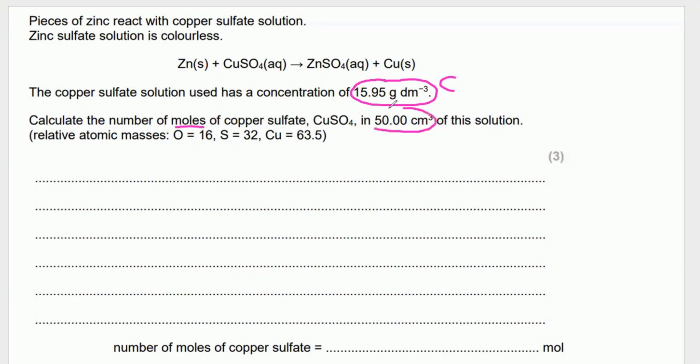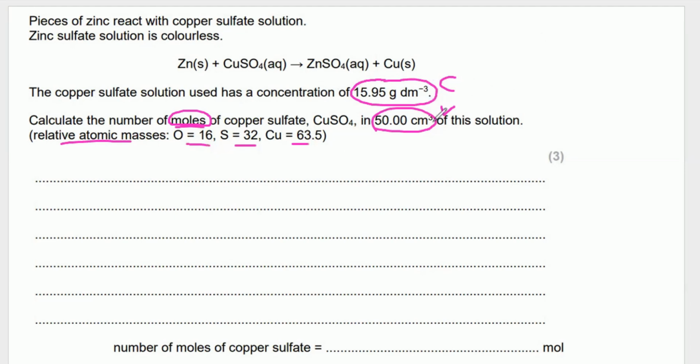I've got 15.95 g dm^-3, that's concentration. I've got 50 cm^3, that's volume. We've also been asked about moles here and given RAM, relative atomic mass. So that's something slightly unusual. We haven't had this in any of the previous questions.